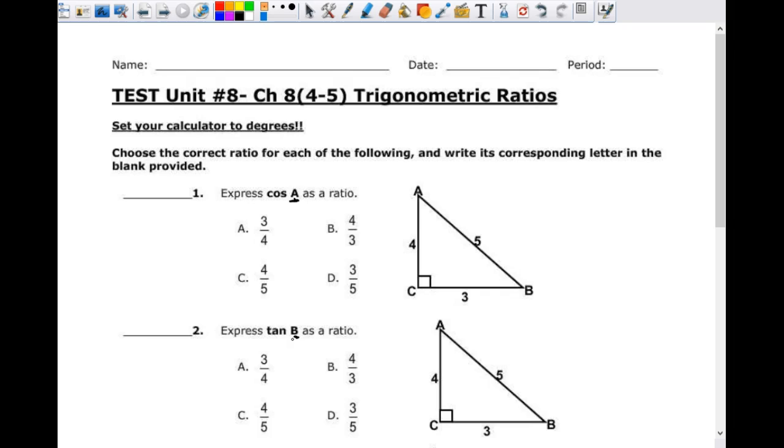So I'm starting on A. I'm going to label my opposite. I'm going to label my hypotenuse. I'm going to label my adjacent. Cosine is adjacent over hypotenuse, A over H. A is 4, H is 5. So the answer is 4 over 5.